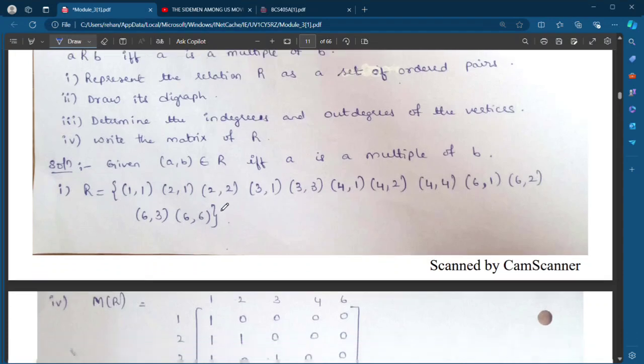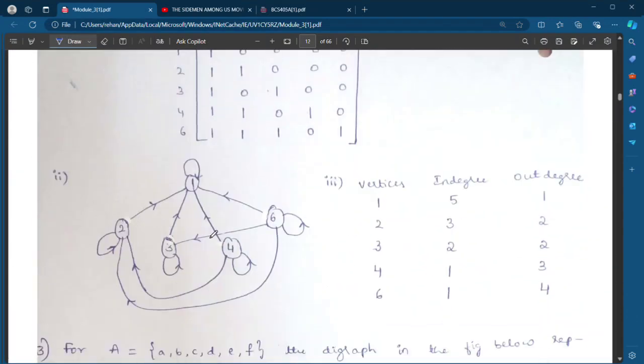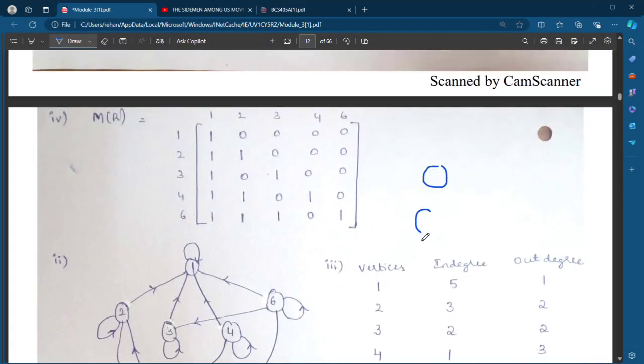Then draw the digraph. How will the digraph be? Here it is. It's not necessary that you draw it in this manner, I drew it like this because it looks neat. You can simply draw it like this. One loop will come extra like this. You can put this here or here. Anyway, that's your wish.